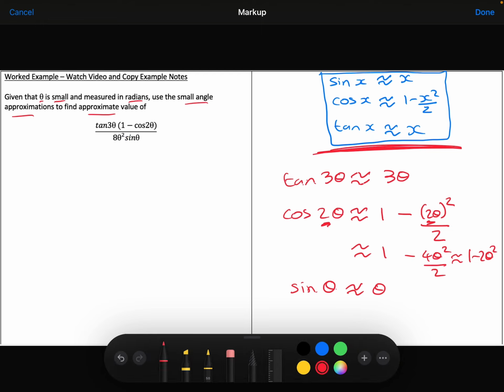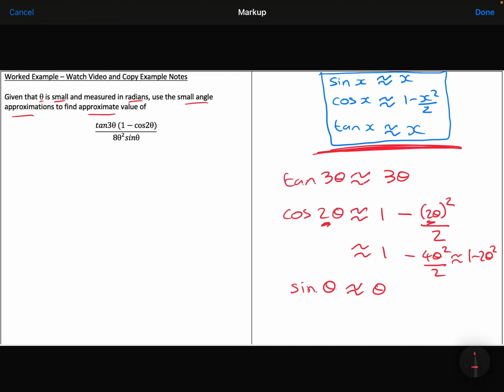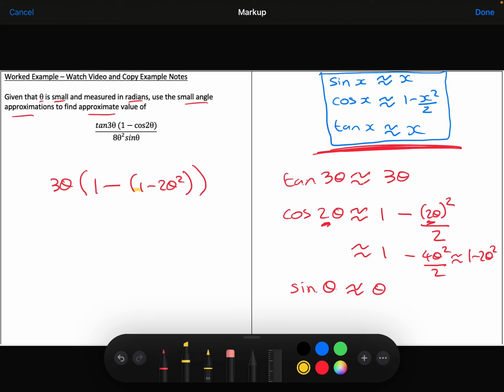Right, let's substitute all of those in to this rule then. So the tan 3 theta will just become 3 theta, and that is multiplied by 1 minus the cos 2 theta, which was 1 minus 2 theta squared. I'm putting that in brackets here because I need to take away the cos 2 theta. I need to take away all of this, so I need it in brackets. Divided by the 8 theta squared, which I couldn't do anything about, there's no trigonometry there, but that gets multiplied by the sine theta, which we approximated just to be theta.